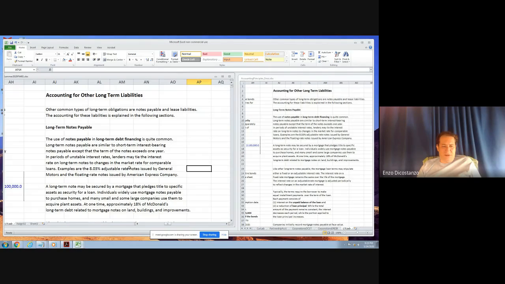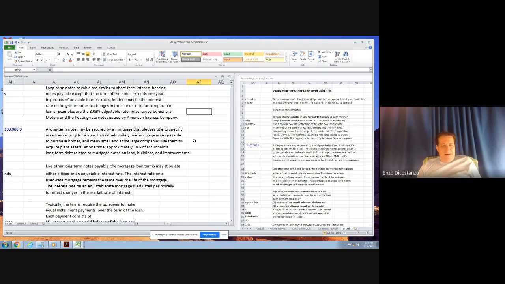I don't know why, I don't like to put the textbook examples in there like that. McDonald's, 18% related to mortgage notes on land. So again, a lot of their loans are real estate oriented loans.